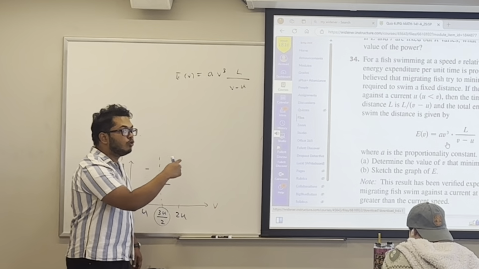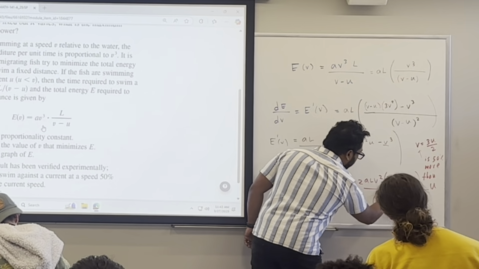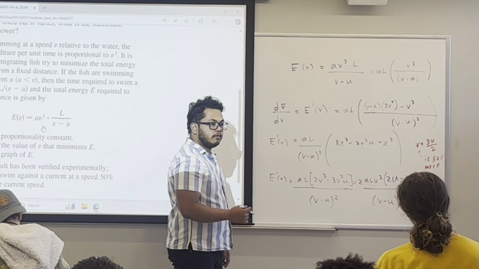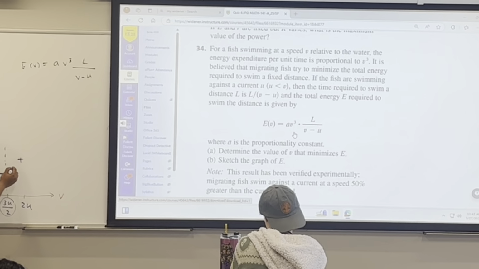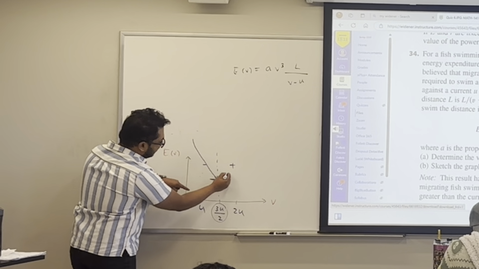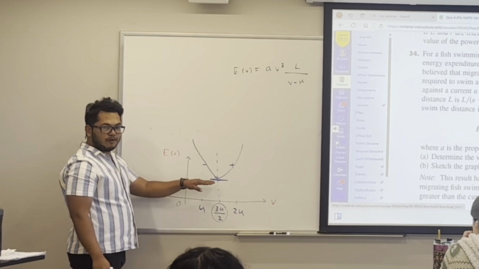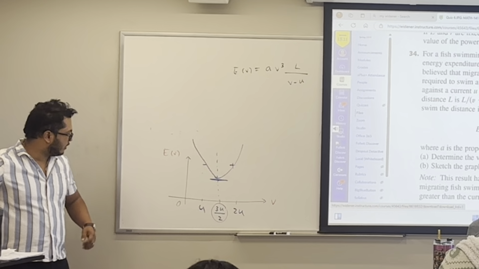What happens if you put 2u? The derivative is positive, greater than that. Derivative negative means decreasing. Derivative positive means increasing. That's how it's a minimum. Okay? The minimum happens at 3u over 2.